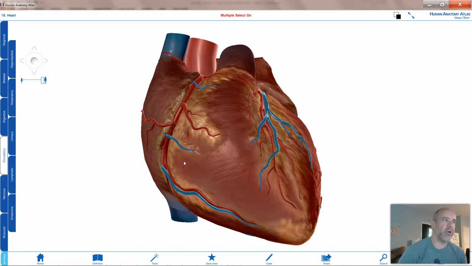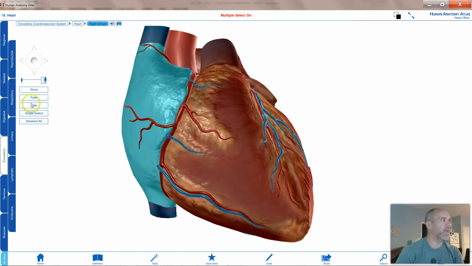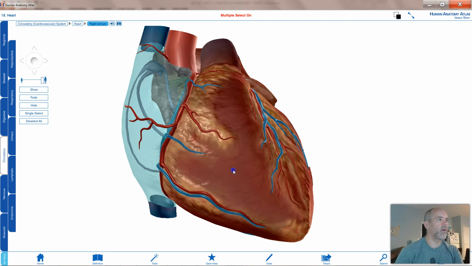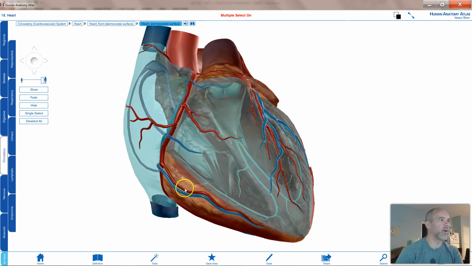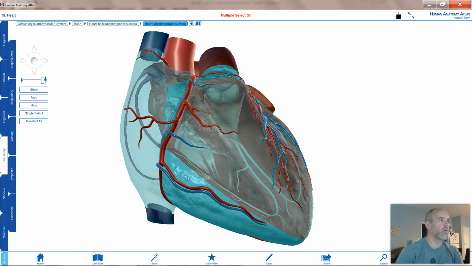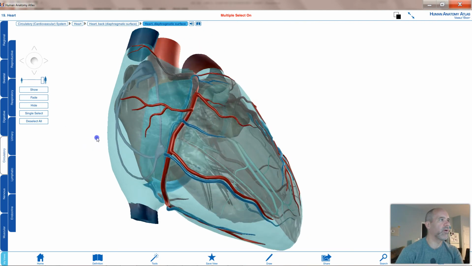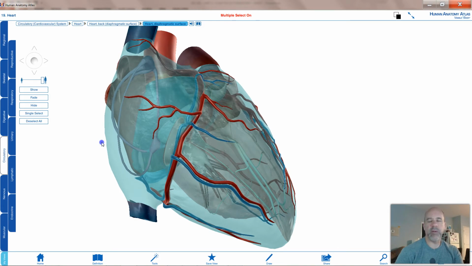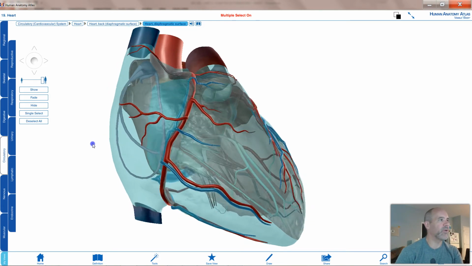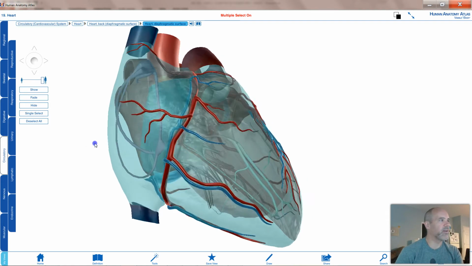All right, we're back on our heart model here. Let's try fading features of the heart so we can see. I don't know how this is going to work. Let's see if fading will be enough or not. Probably not. I'm going to have to get rid of the atria and the ventricles so that we can see these different features of the intrinsic conduction system better.